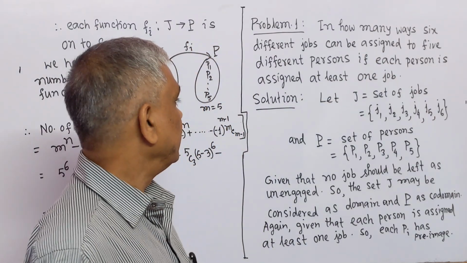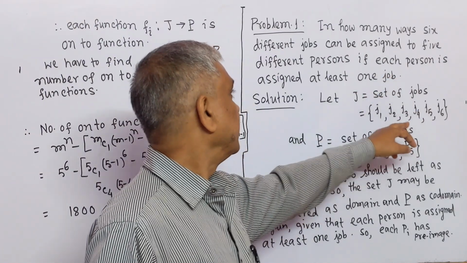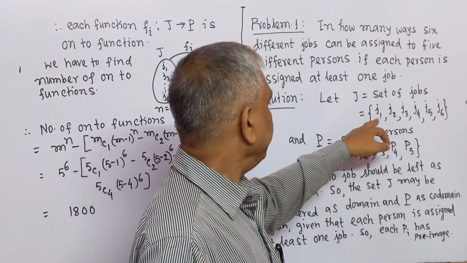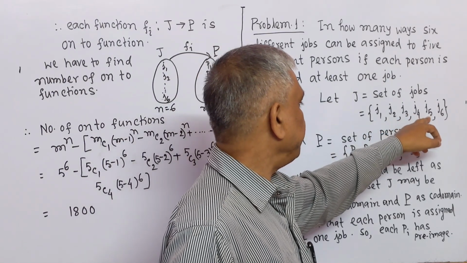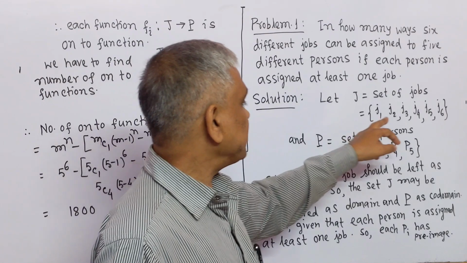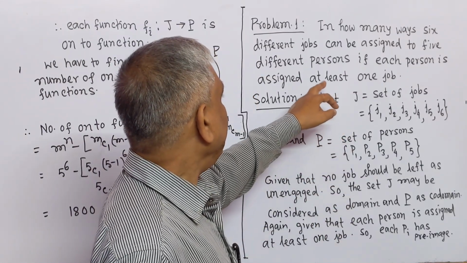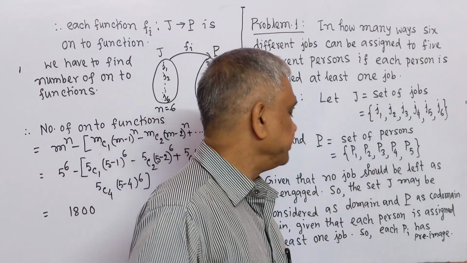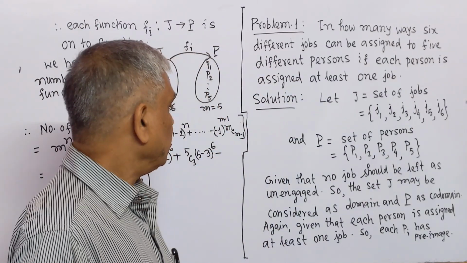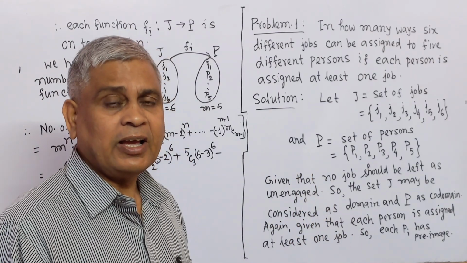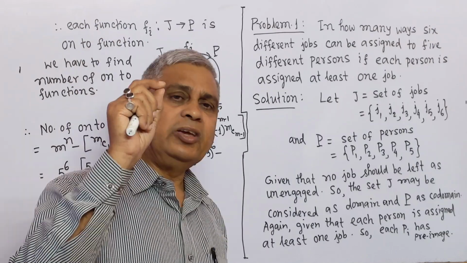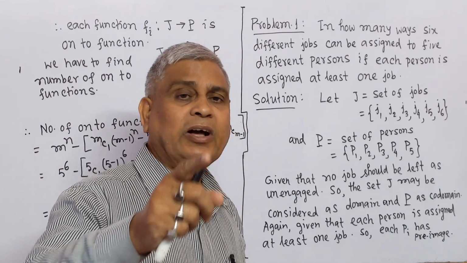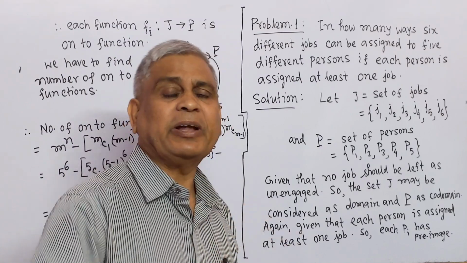Now we solve this. Let J be the set of jobs. Here the number of jobs is 6: J1, J2, J3, J4, J5, J6. And P be the set of persons. Here we have 5 persons: P1, P2, P3, P4, P5. Given that no job should be left unengaged, means each job is engaged by a person. More than one job may be engaged by a person.